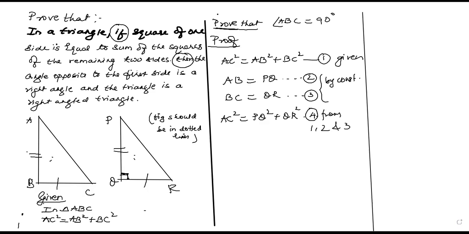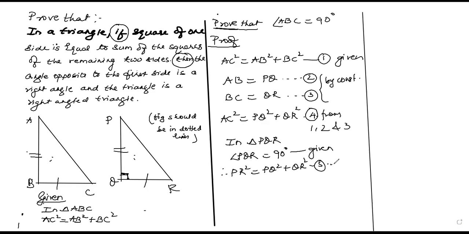Therefore, please have a look here. AC square equal PQ square plus QR square. But don't you agree? In this triangle PQR, you have taken a condition, angle PQR equal 90 degrees, given. Therefore, what is Pythagoras theorem? PR square equal PQ square plus QR square, by Pythagoras theorem. Statement number 5.